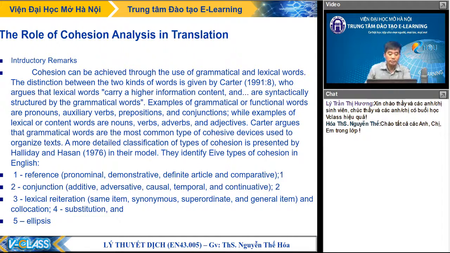And now cohesion. So what is cohesion? Cohesion can be achieved through the use of grammatical and lexical words. The distinction between the two kinds of words was given by Descartes, who argued that lexical words carry higher information content and are syntactically structured by the grammatical words.